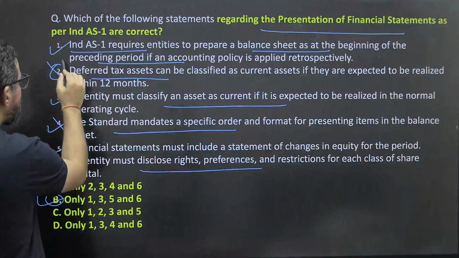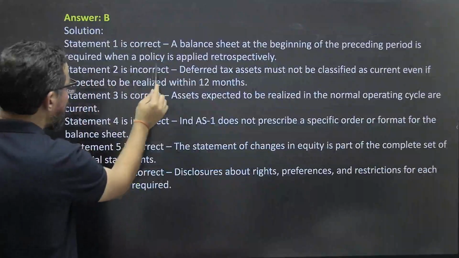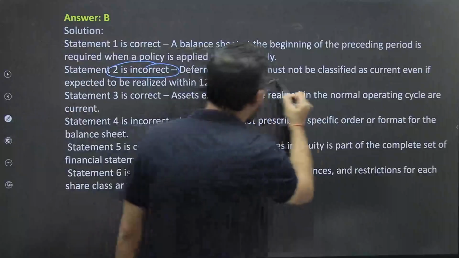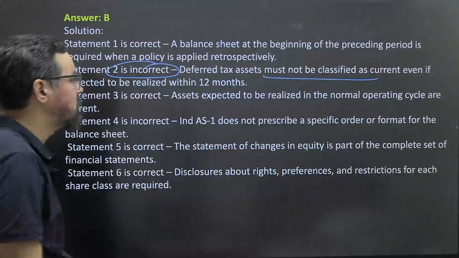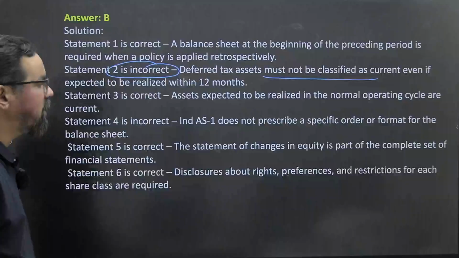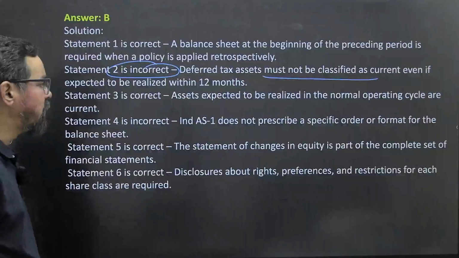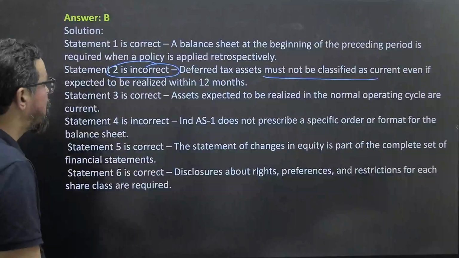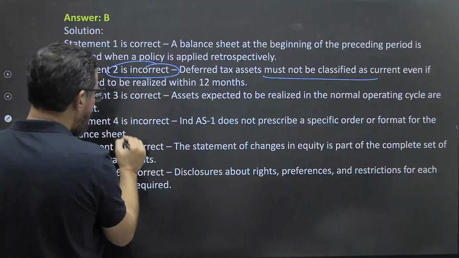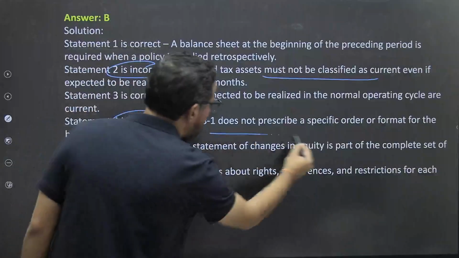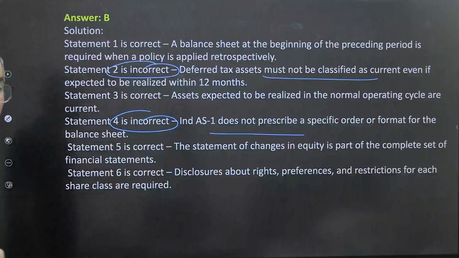So this is also wrong. So statement 2 is incorrect. Deferred tax asset must be classified as current even if expected to be realized within 12 months after. So that is the case. And another statement, Indian accounting standard does not prescribe the specific order or format.